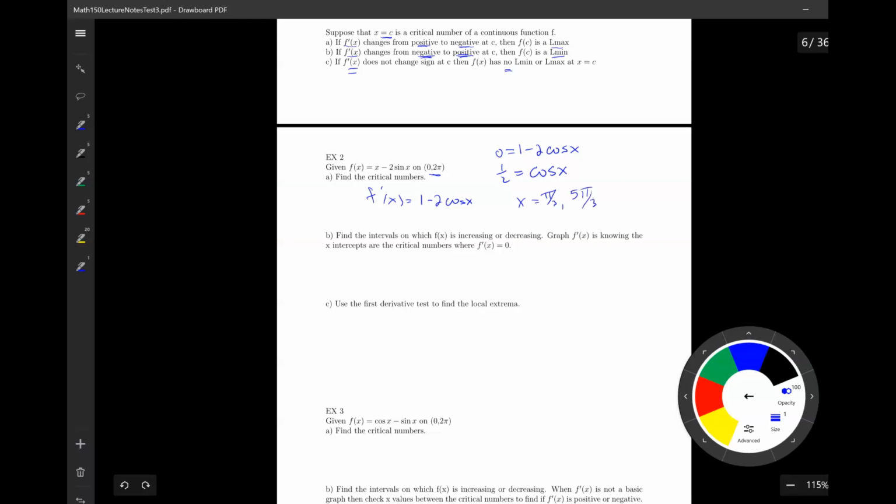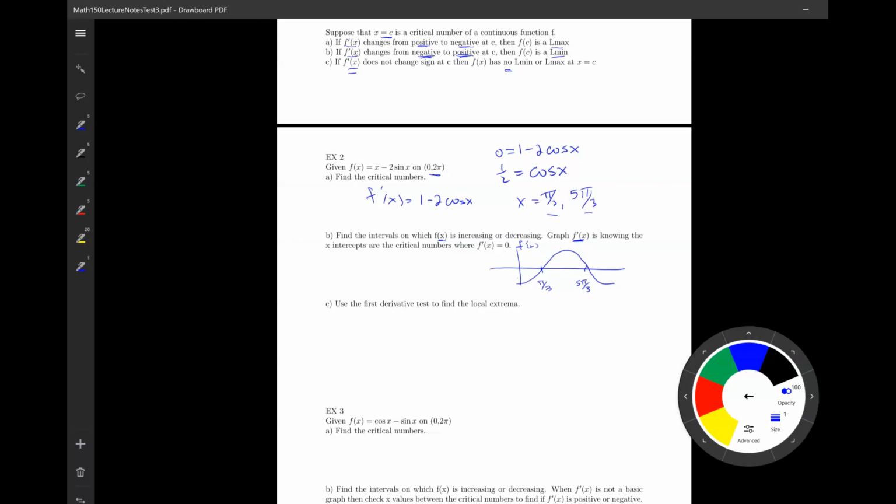Okay, so I want to find the intervals where the function is increasing or decreasing. This graph of the derivative isn't so hard. I know where the x-intercepts are, right? This is the graph of cosine flipped upside down and shifted up by 1, and then down 2. So it's going to look something like that. F prime of x. Okay, so this would be pi over 3, and this would be 5 pi over 3, because I know those are the critical numbers, right?